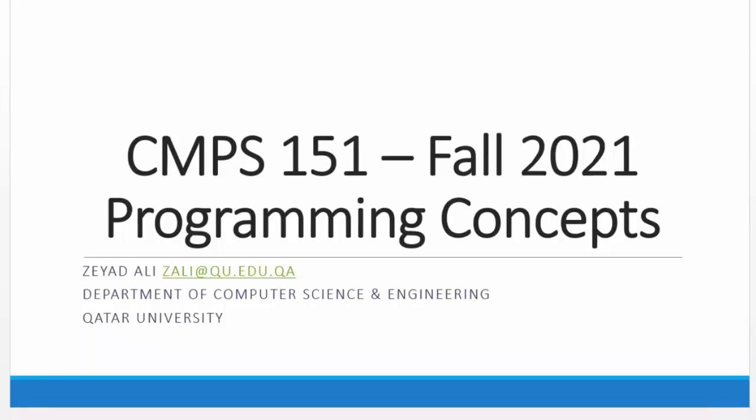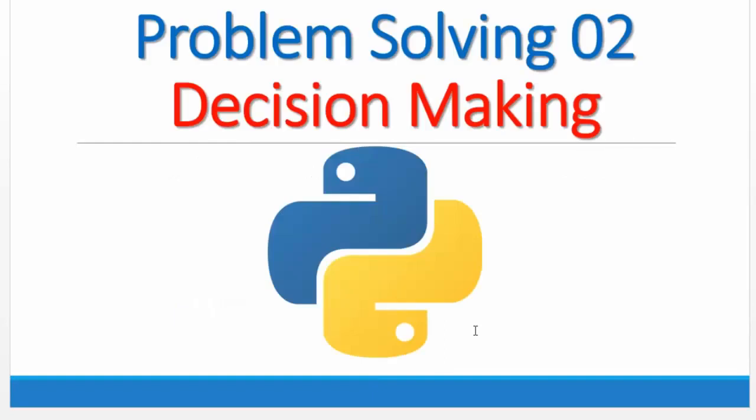Our tutorial today will be about decision making in Python. We will see 7 problems, simple, intermediate, and a bit advanced. No loops in the examples we solve today. Loops will be done in problem solving session number 3.